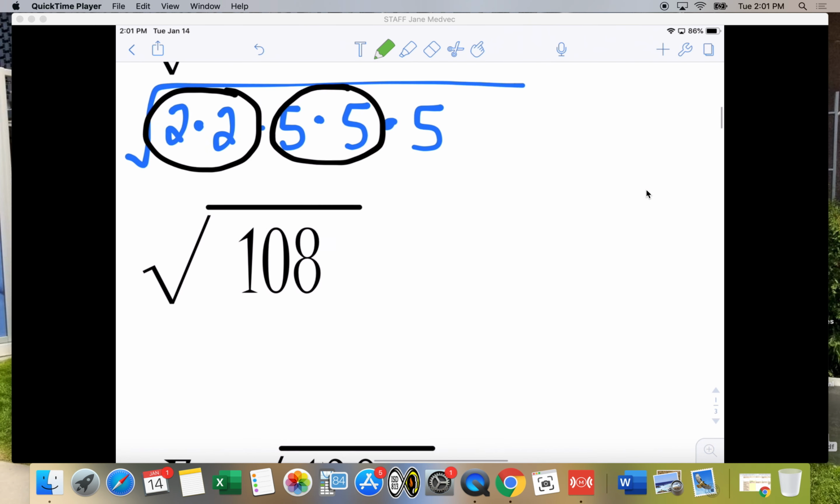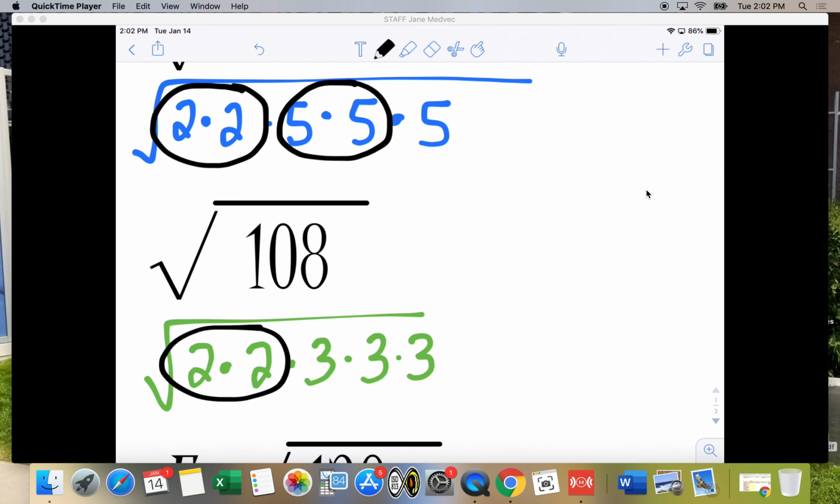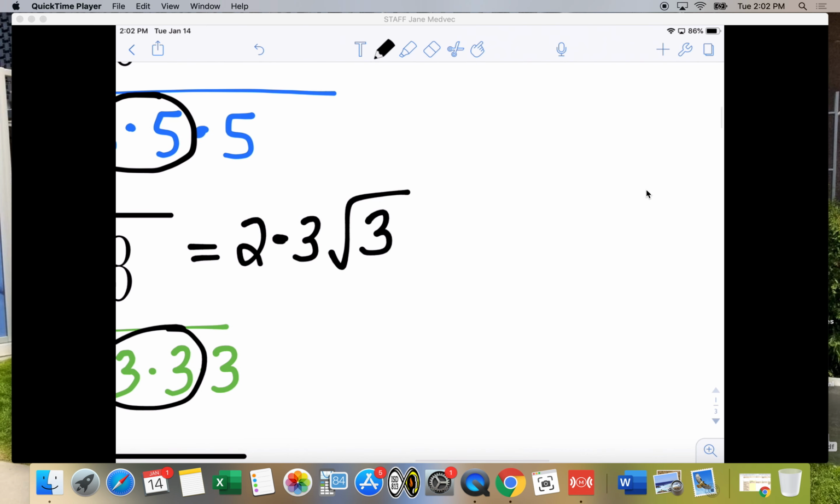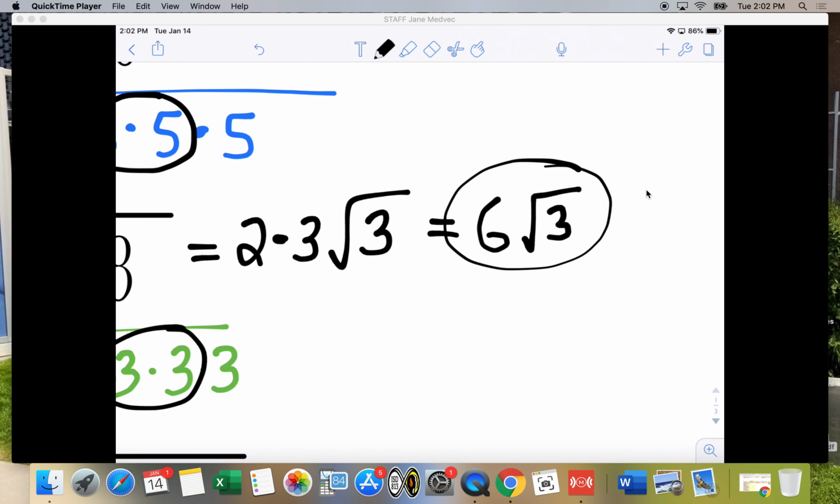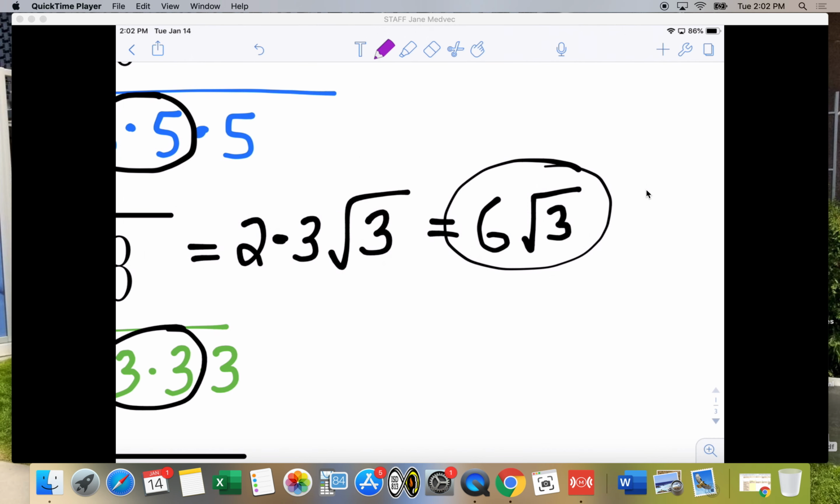come back over to 108. I've got 2 times 2 times 3 times 3 times 3. What do I circle? My 2 2s, so I get a 2. 2 3s, very good. So 2 times 3. Leftovers, root 3. And I end up with 6 root 3. Questions? All right, let's keep going.